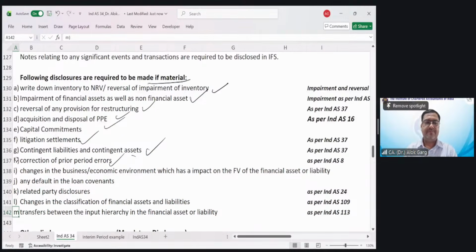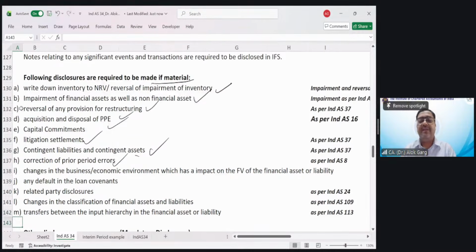Transfers between the input hierarchy in the financial assets or liabilities. Friends, in Ind AS 113, you will be able to learn about level 1, level 2, level 3. So what is the input hierarchy? You will be able to understand it: if you are doing a fair valuation of any financial asset or liability, and earlier it was level 1, now it has moved to level 2, this is also required to be disclosed.